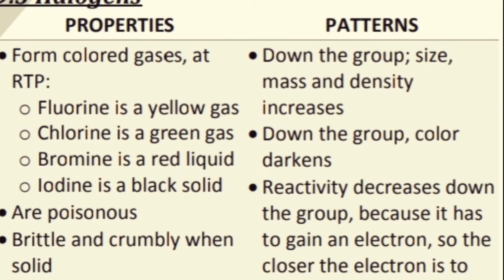Also look, I told you before: pale yellow, yellow green, red brown, black. Okay, their color. So darkness of the elements increases, melting and boiling point increases, reactivity decreases. Here group 7 is non-metals. That's why when you are moving from top to down, reactivity decreases.